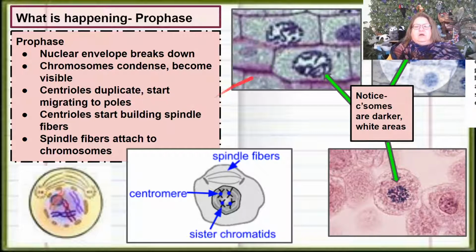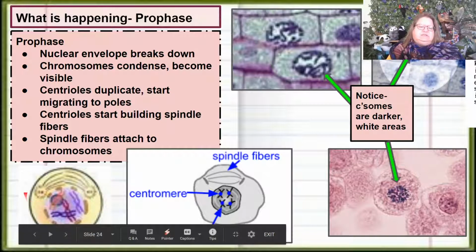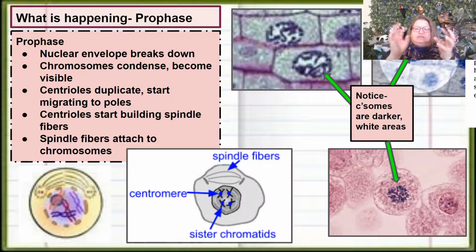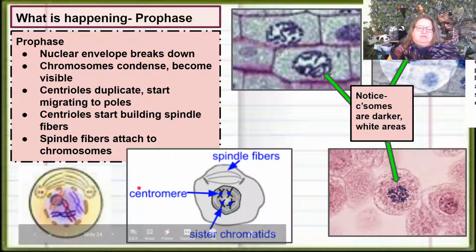Now, under the microscope, you don't see centrioles, but you can start to see the centrioles under electron microscopes. You can see the centrioles starting to move apart. We actually get two sets of centrioles, and they start migrating to the poles, opposite ends of the cells, like North Pole, South Pole. And so that's how you hear it. The centrioles migrate to the poles. They're going to opposite sides.